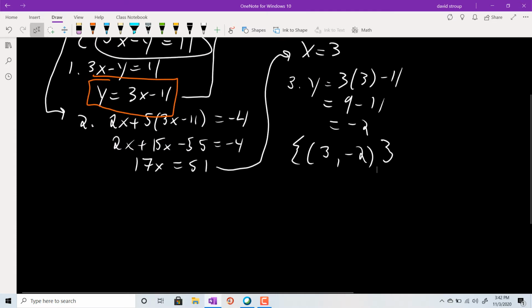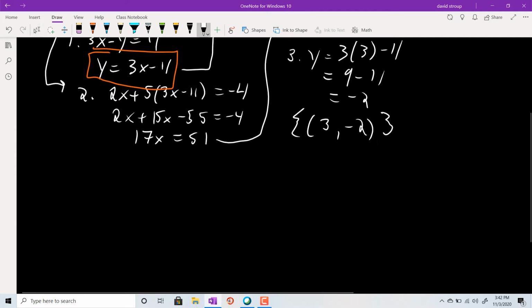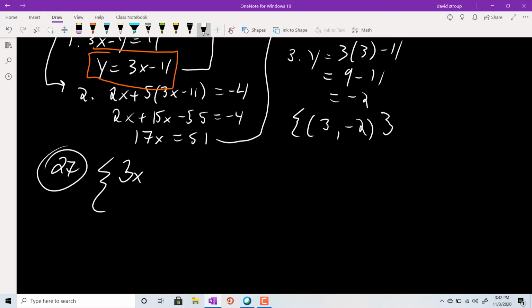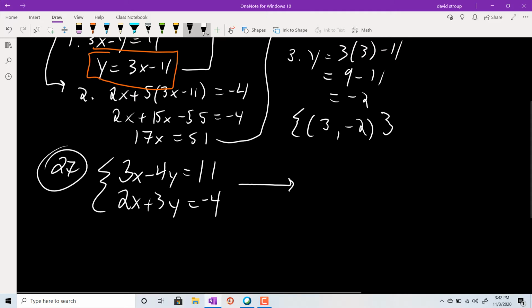We also gave you the addition method, so let's look at one of those, something similar to that. Okay, so here's 27. 3x minus 4y equals 11, and 2x plus 3y equals negative 4. So we're looking for column-wise cancellations, and if there isn't one, you have to multiply either one or both equations by a non-zero constant. So I'm going to multiply the first one by, I guess, negative 2, and the second one by 3. That'll do it. That'll get rid of the x.